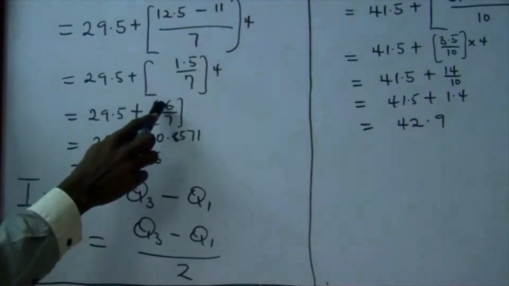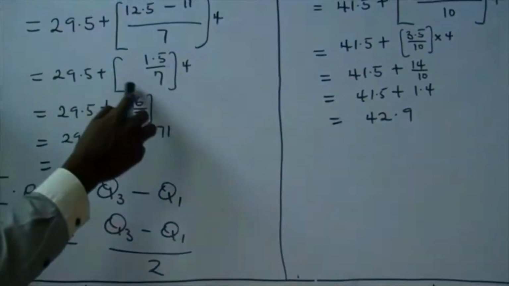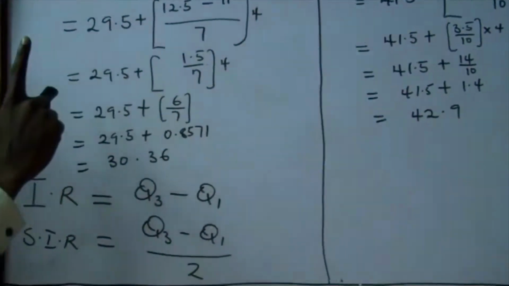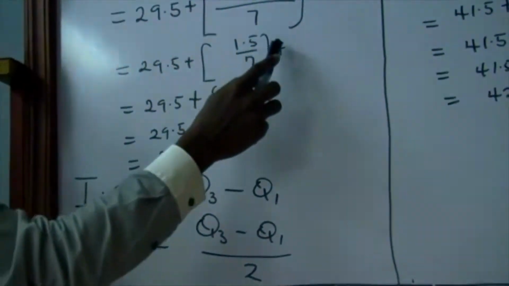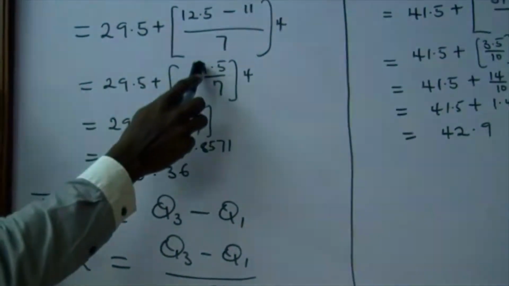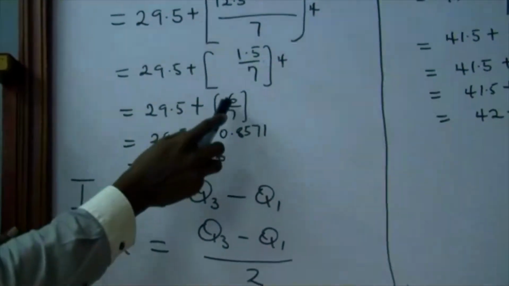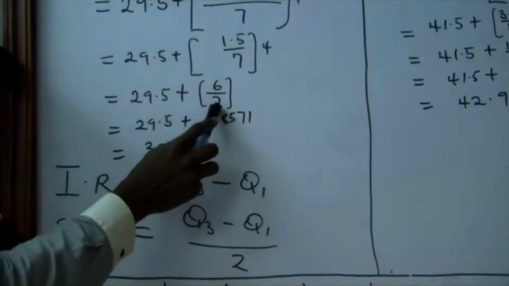So that's how I got the 6 here. I've used the 4 to multiply the numerator. Don't forget that this 1.5 over 7 is a single number. And I multiply 4 by 1.5, which is the numerator alone. I don't have to multiply 4 by 7 again. So this gives me 6 divided by 7.